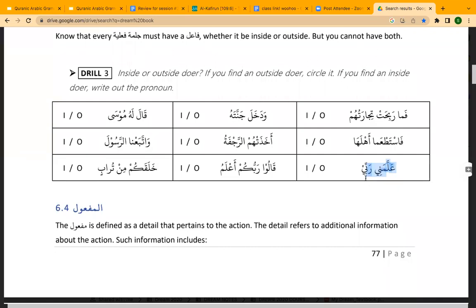Now, there can be a question, and I'm surprised nobody is asking me this question. How come this Rab is not with Dhamma? Do you know why it is not with Dhamma? Because our outside doer, the Mudaf, has to be with Dhamma, right? Nobody has this question, that why this Rabbi is not Rabbu? Keep one thing in mind.